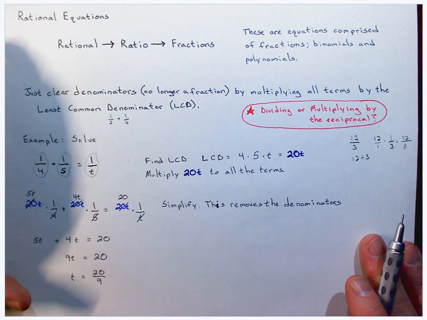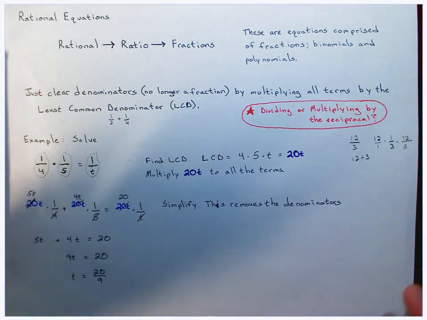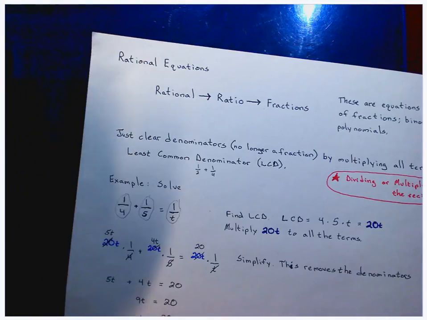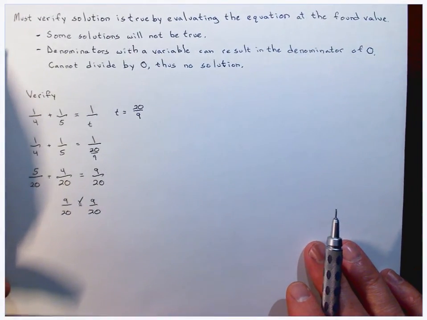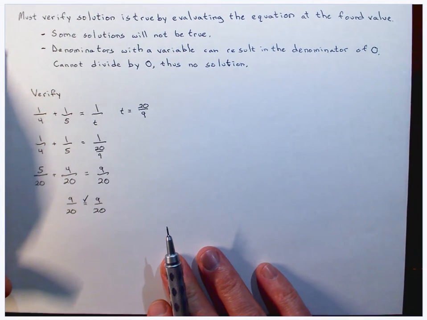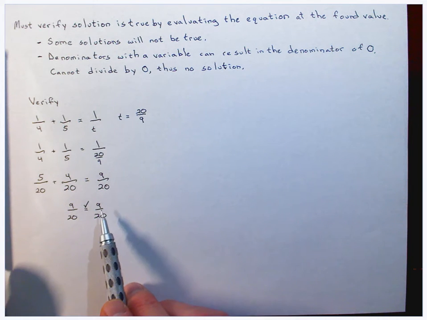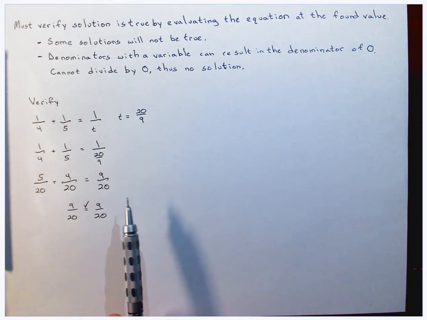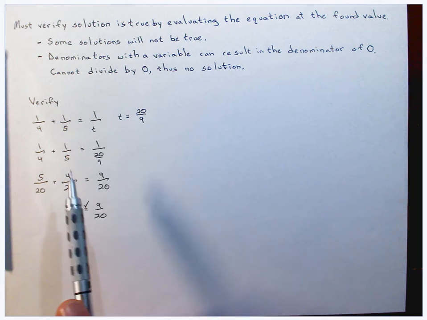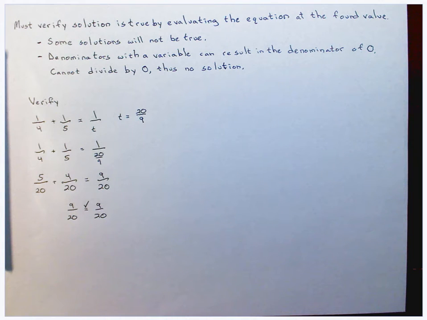Now here's the issue with rational equations, and this is why they're special. They have something called asymptotes, and we'll get into that in a later section. It's just where the graph is undefined. One thing that you have to do every time you do a rational equation is, even though you got an answer for it, you have to take that solution and plug it back. You have to evaluate the function at the value that you found, because some solutions will not be true. And the reason is, if one of those solutions makes a denominator go to zero, you cannot divide by zero.